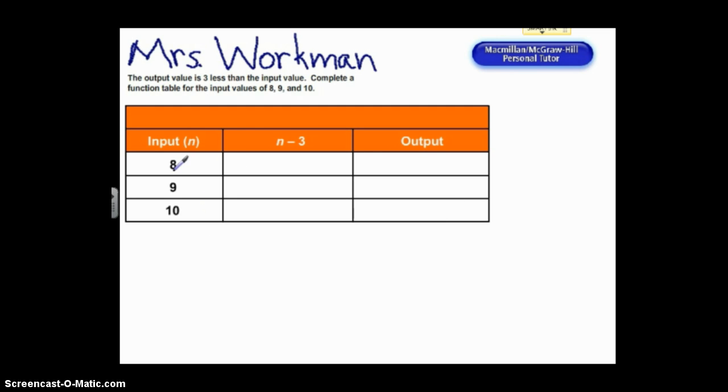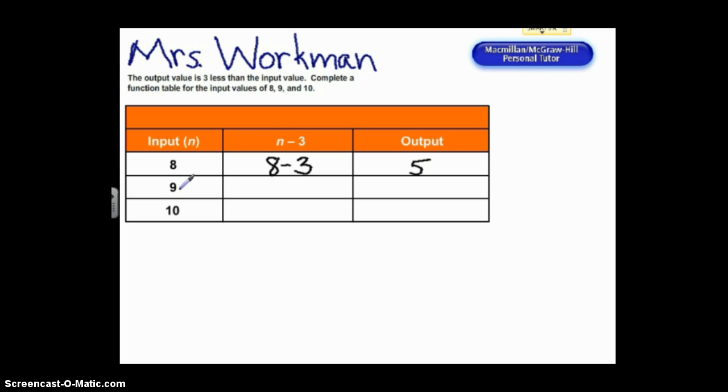So now I'm going to take my 8, which is my first input. That's the n value. And it goes into this expression. 8 minus 3 is 5. So for this function, when the input is 8, the output is 5.